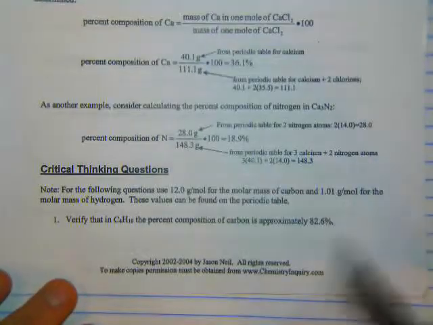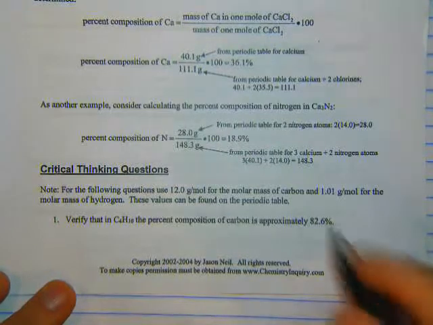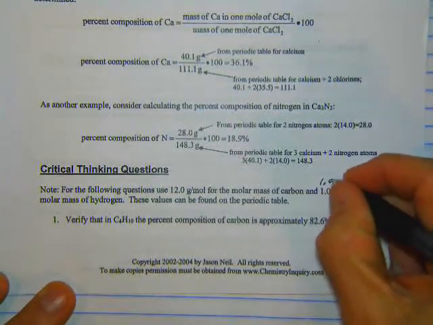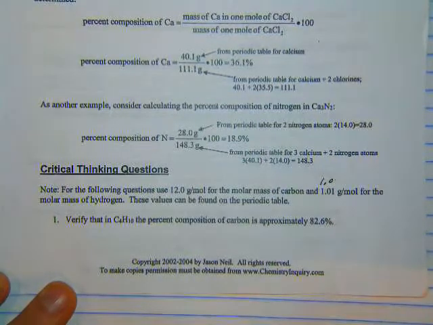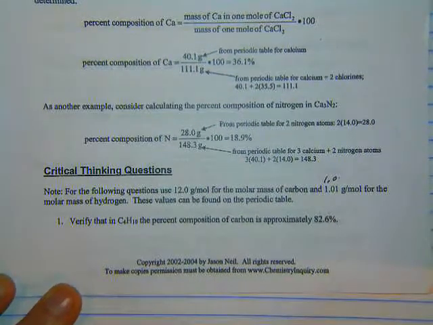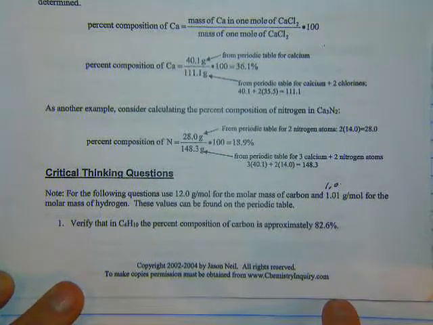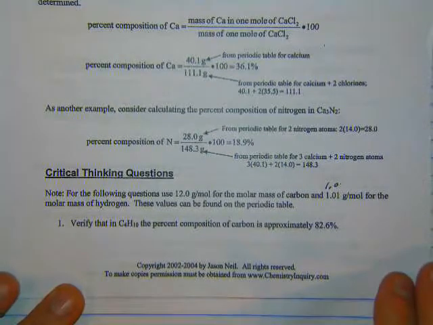It says for the following questions, use 12 grams per mole of carbon and 1.01 for hydrogen. And I'll be honest with you, for hydrogen, just make it 1. Pretty much everybody uses 1 for hydrogen. Verify that for C4H10, the percent composition of carbon is approximately 82 point.